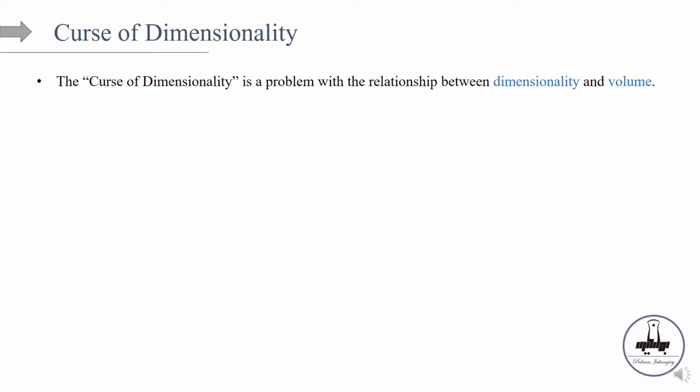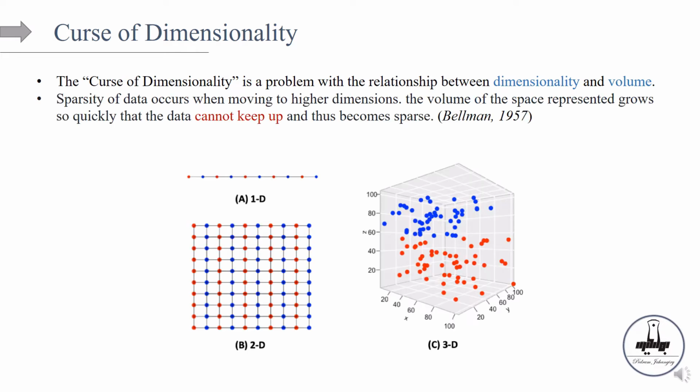So what is the curse of dimensionality? The curse of dimensionality is a problem with the relationship between dimensionality and the volume. Basically, when the dimensionality increases, the volume associated with that area also increases, but the data does not grow fast enough. So basically, we can say it like this. The sparsity of data happens when moving to higher dimensions, right? The volume of the space represented grows so quickly that the data cannot keep up with that and thus becomes sparse. So let me give you an example in 1, 2, and 3 dimensions.